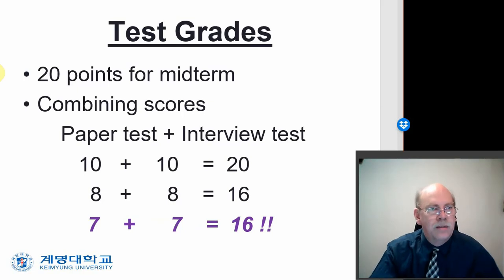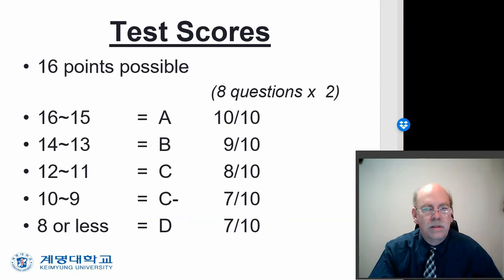How do you do that? Well, there is an interview and there is a listening. And the points get converted for the 16 points for the interview. 16 points gets converted to A, B, C, C minus, D: 10 point, 9 point, 8 point, 7 point, 7 point. There's no F's in my class.